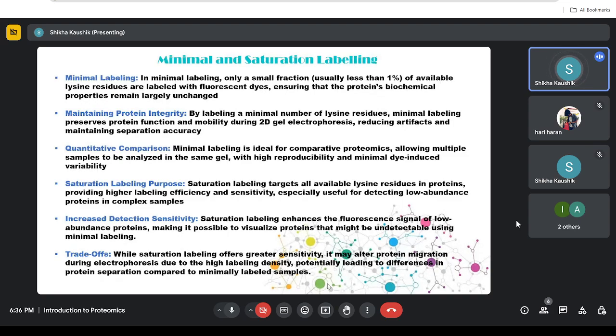So this is kind of a trade-off, because one is better in one thing and the other is better in another. So that's why, as I have already mentioned and have been telling you from day one, in case of proteomics, depending upon what kind of result you want to get or what kind of study you want to do, you choose or you make your own workflow. So here also, if you're looking for low abundant protein, you will go for saturation labeling.